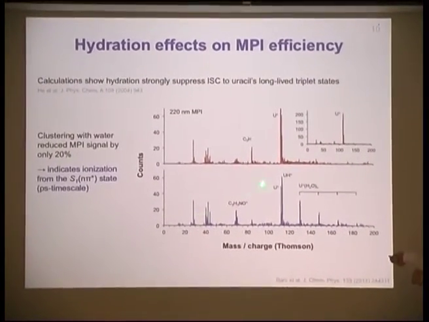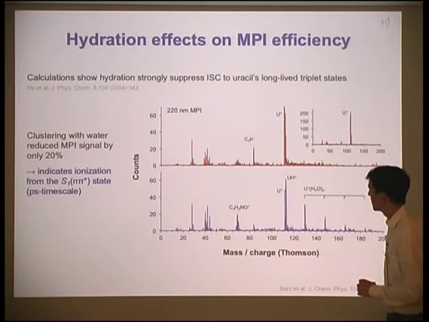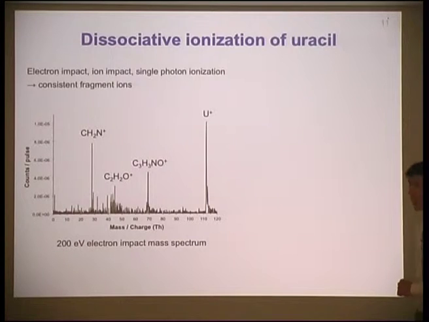And that doesn't happen. We see a change in the MPI efficiency of only about 20%. So essentially, it looks like we're not having a very big effect on the process. So it strongly points to ionization via these picosecond timescale excited states. So we know the excited state we're looking at in our multiphoton ionization.